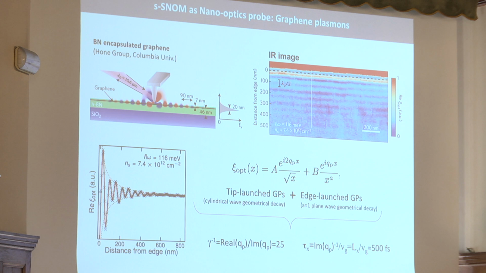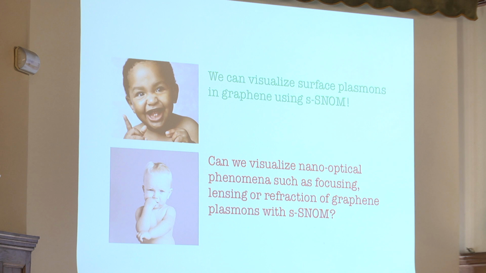And this created a topic in polaritonics. Okay, and then there were many, many works. But here I finish on just seeing graphene plasmons on flakes, on sheets. So we can say that the baby is very happy because we can visualize surface plasmons in graphene using SNOM.